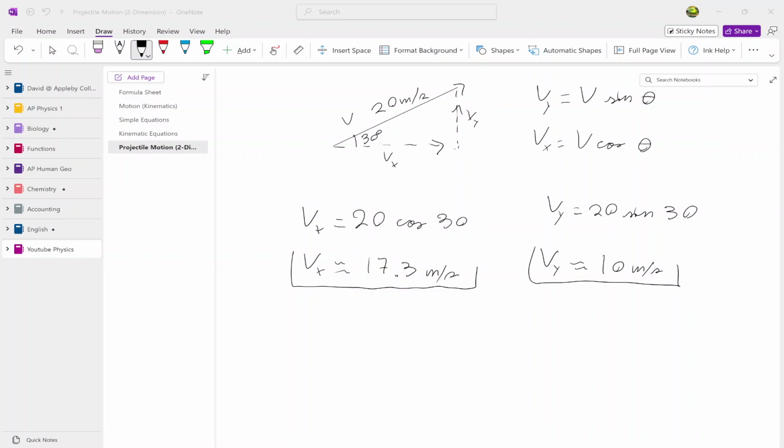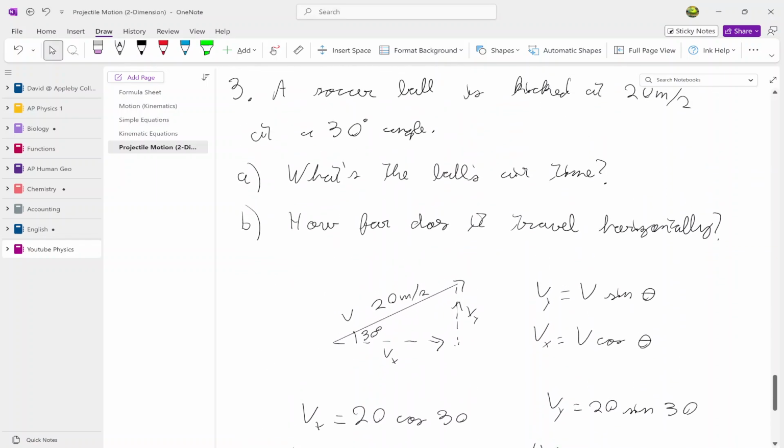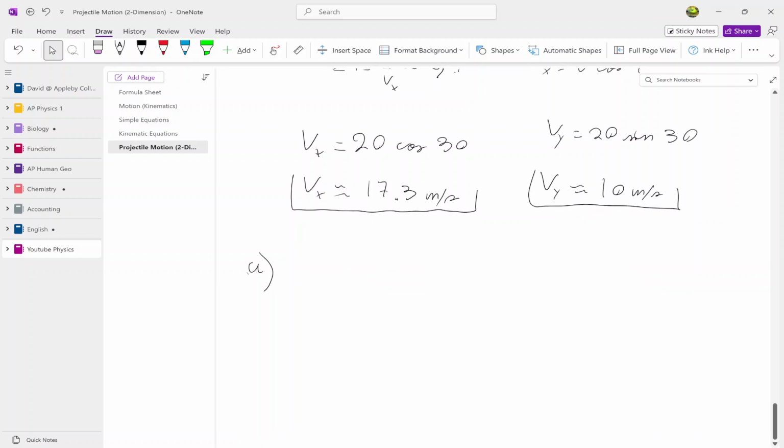So now that we're done with that, let's actually try answering the questions. What's the ball's airtime? Well, we know that time is universal, so we can just choose the easier one, vertical. If its vertical component is 10 meters per second and gravity is around 10 meters per second squared, we can do the math. So let's use the equation from before that we got. Sorry about this, I'm just trying to remember.